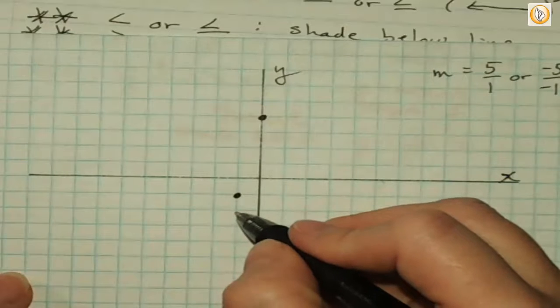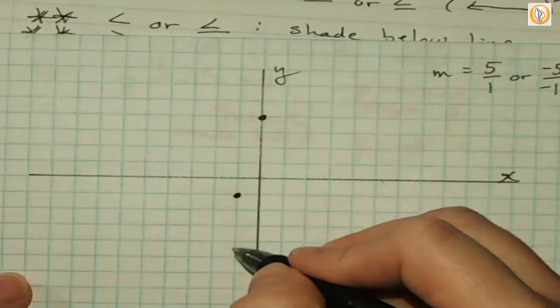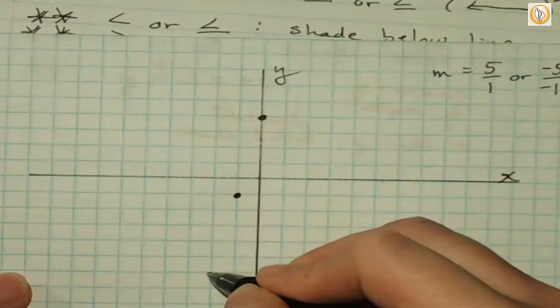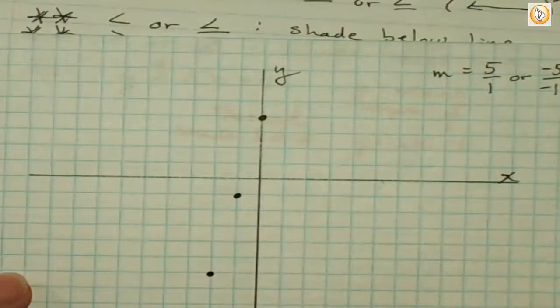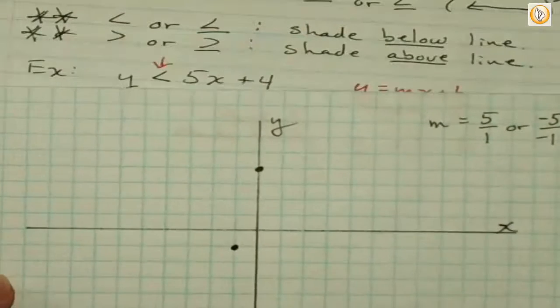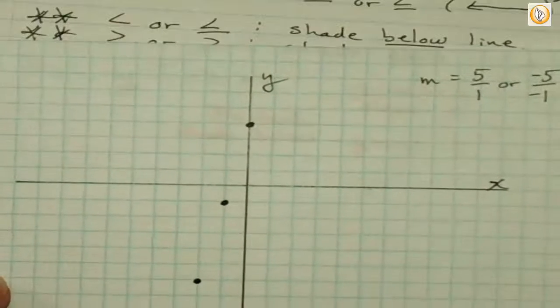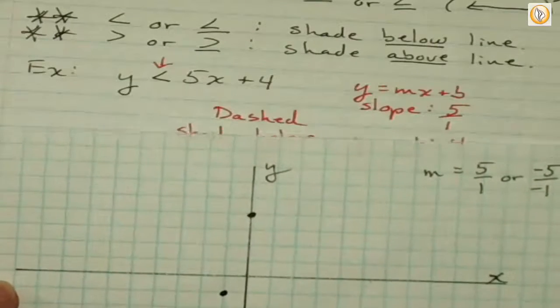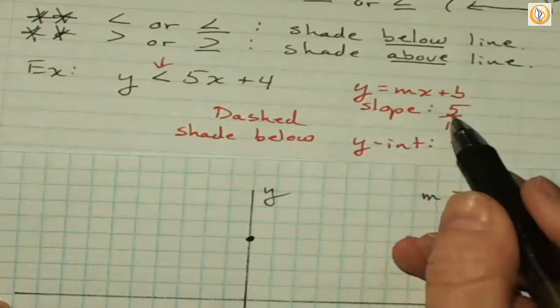So I'm going to do it again. 1, 2, 3, 4, 5, and then over 1. Why? Just because I want 3 dots. You don't have to. It's more accurate. Okay, so now I've got my dots plotted because we did the y-intercept and the slope.